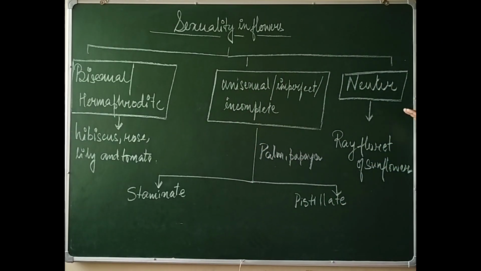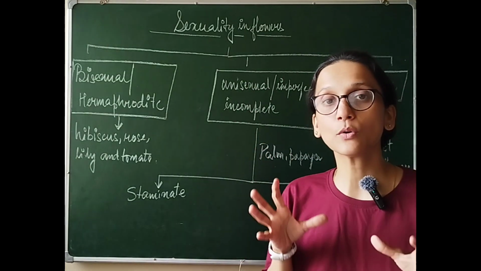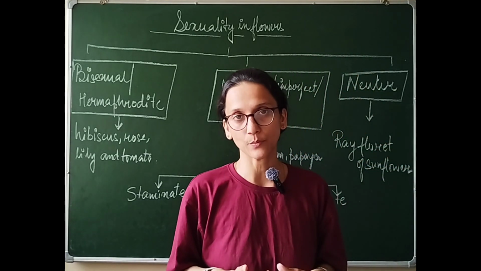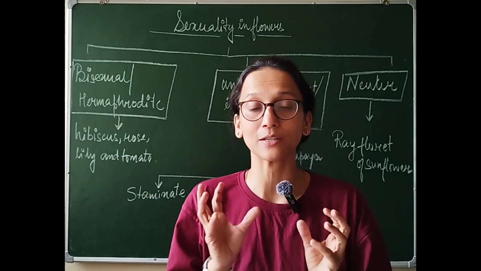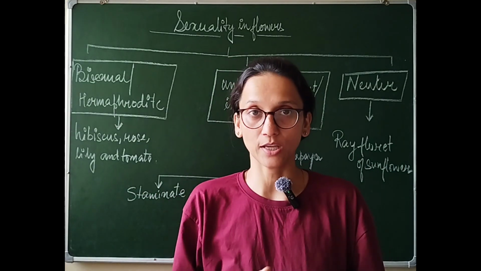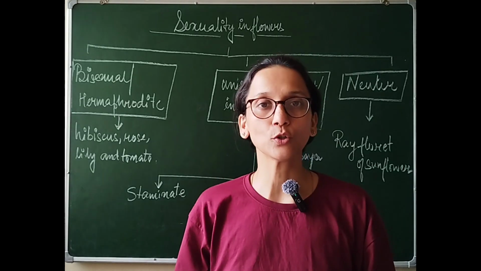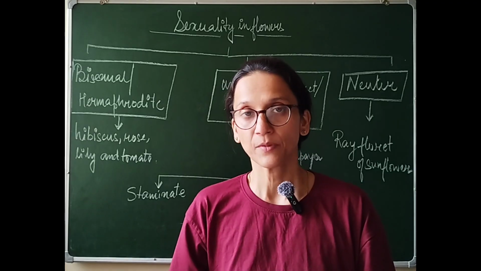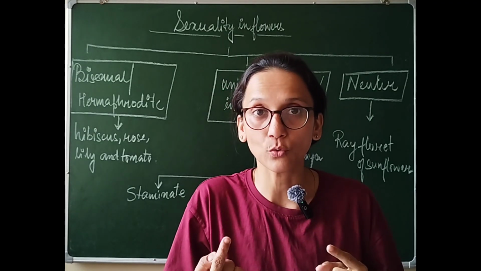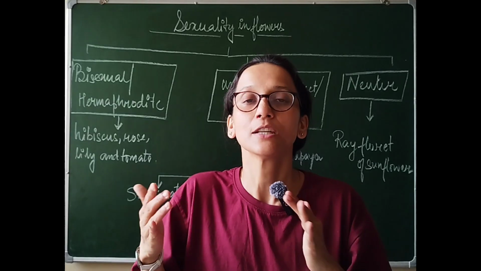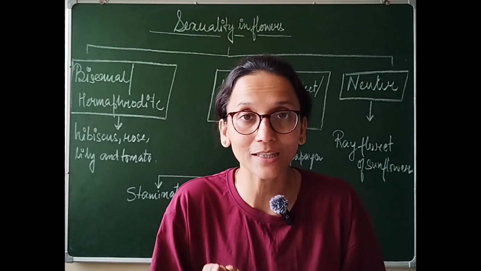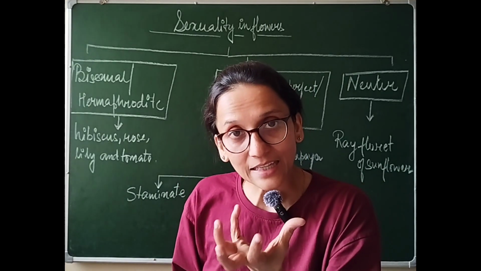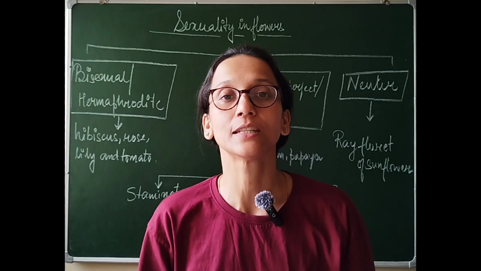The last category is neuter category, and in this category the flower will lack both Androecium and Gynoecium. Example of which is ray florets of sunflower. See, sunflower itself is a composite flower. That means it is made up of many flowers together, not one flower, and it is divided into two parts. The inner part is called disc floret and the outer part is called the ray floret. So the flowers which comprise the ray floret, they are sterile. They cannot help the plant in reproduction. Their main purpose is to attract the pollinating agent so that they can come and cause transfer of pollen grains in the inner part of sunflower, which is known as the disc floret.